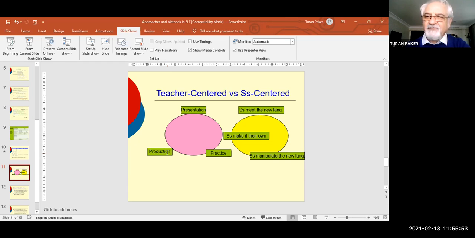Let me give you an example from audiolingual method. When you ask a student a question like, what are you going to do in the afternoon? The teacher gives prompts. Go to the library. Okay, I'm going to go to library. Play football. I'm going to go to play football. So they always give prompts so that students will produce in the target language.